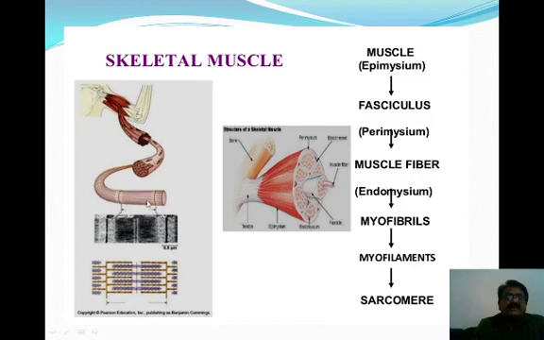That is the alternate striation which is observed here in the form of dark bands and lighter bands. Now these dark and lighter bands have actin and myosin. Actin and myosin are observed here. Now the muscle has the epimysium, then fasciculus, perimysium, then the muscle fibers, endomysium. These endomysiums have the myofibrils, the myofibrils have the myofilaments, and the myofilaments comprise the sarcomeres.